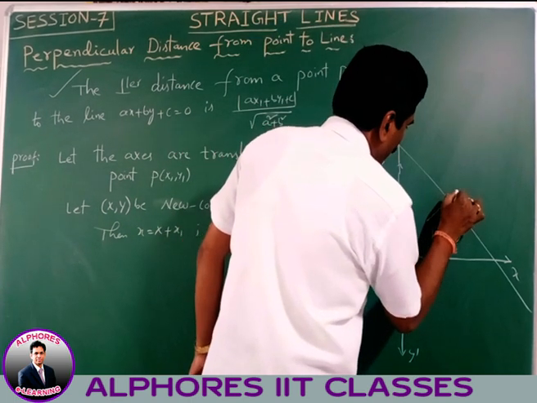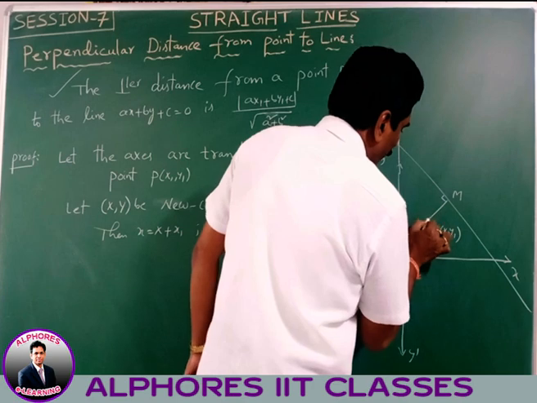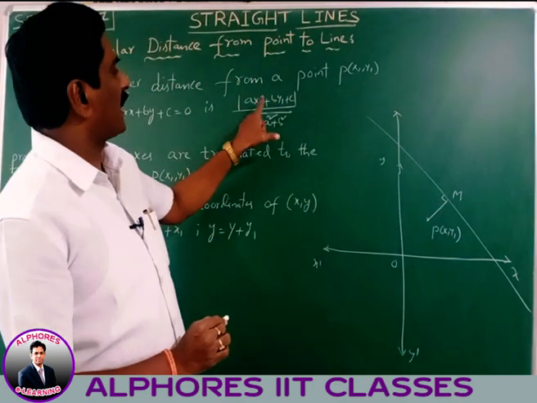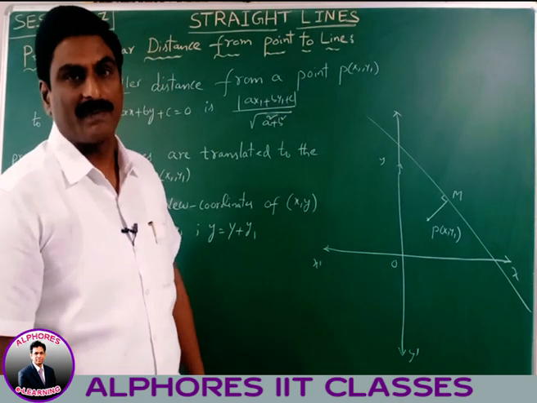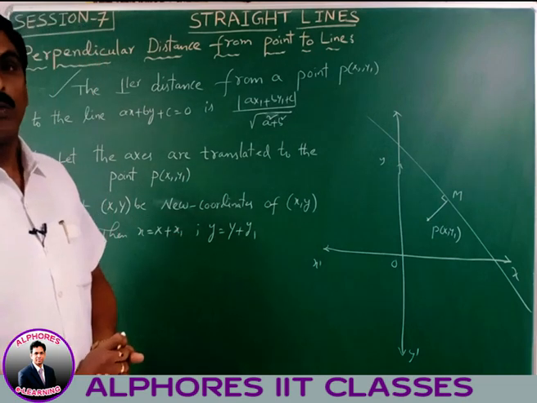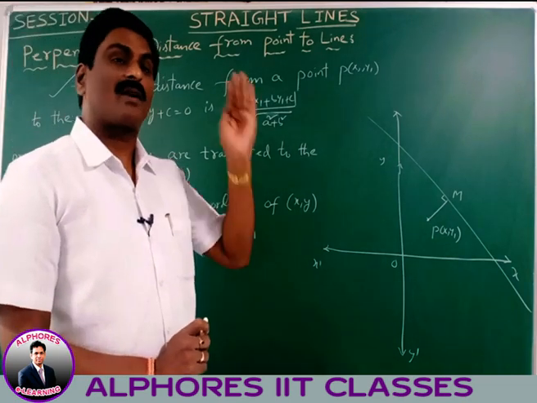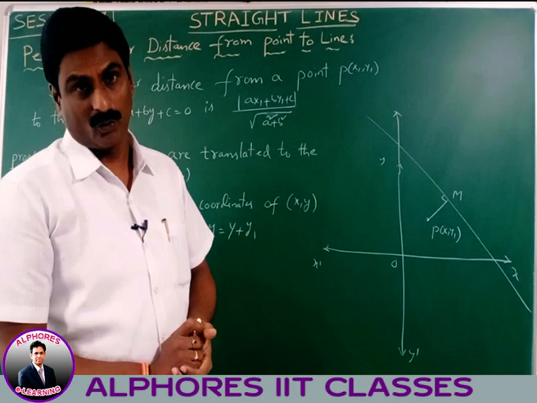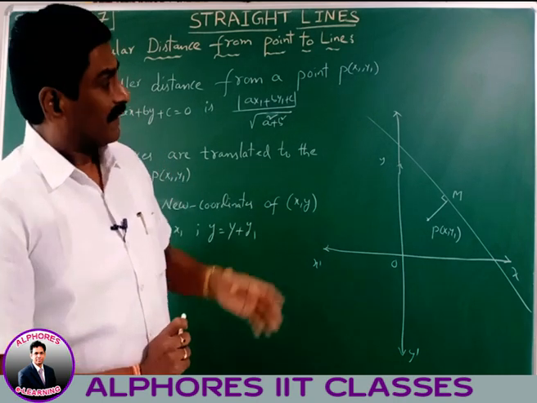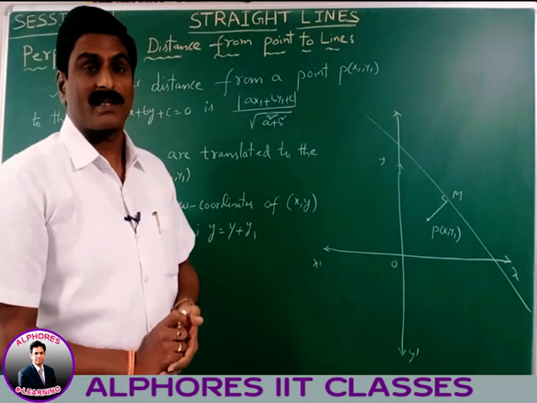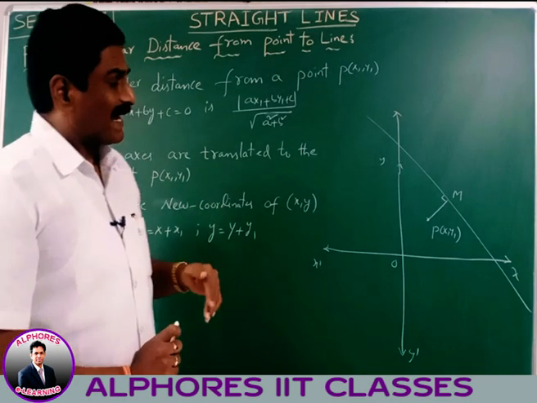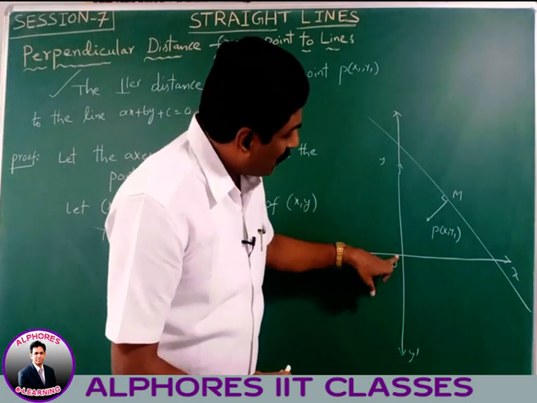Say M is the projection of this point P on this line. Now we find the distance from P to M. This PM is nothing but |ax1 + by1 + c| / √(a² + b²). To prove this value, we use the transformation of axes, the change of axes. We use the translation of axes and rotation of axes. Already you know about these. In this case, to find the perpendicular distance, we use the translation of axes, and the origin can be shifted to the point P.